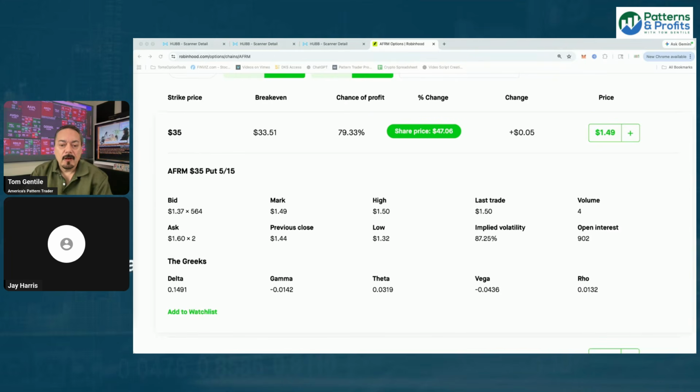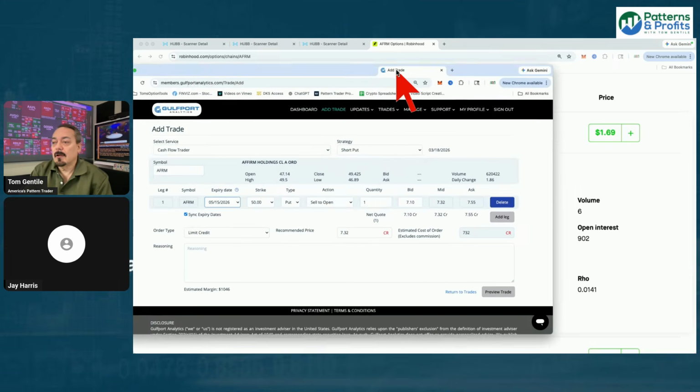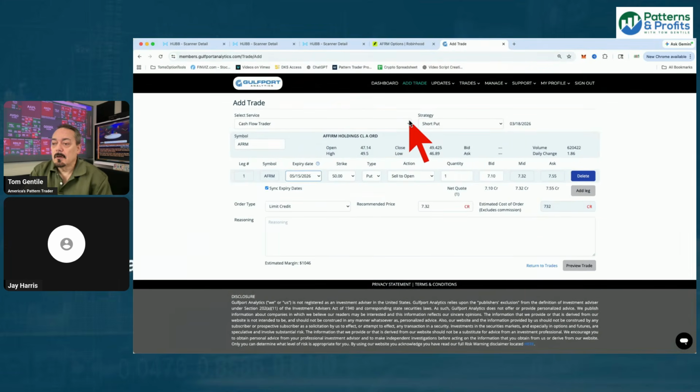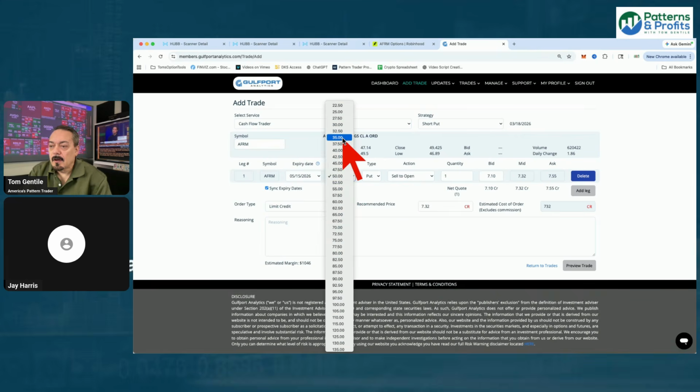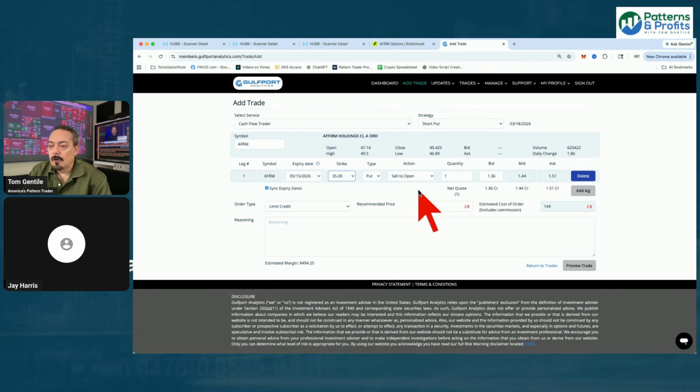So what's my strategy? My strategy is the core trade, the short put, right? What's my expiration date? Once again, it's May 15th. And you know what? I'll set it up for all of you right here. So the strike price is 35. All right, sell to open. The credit I'm looking for is $1.50.